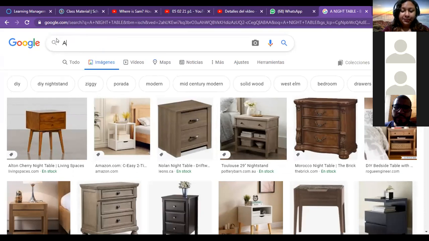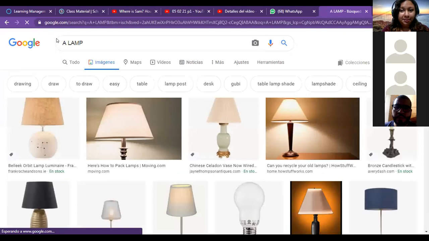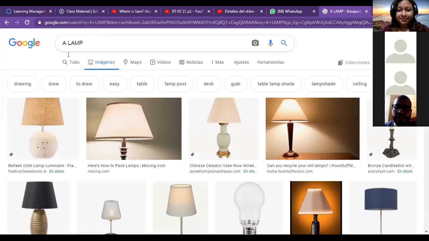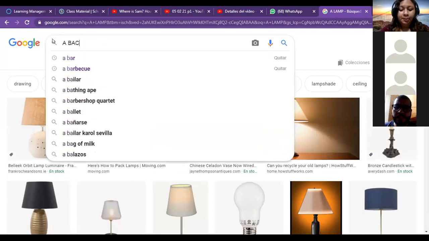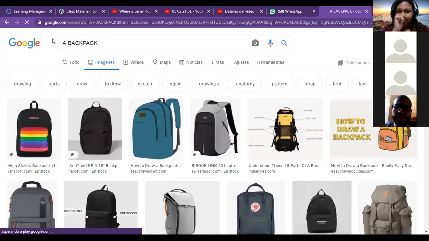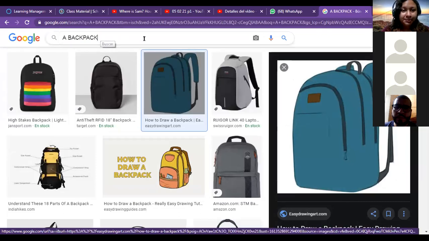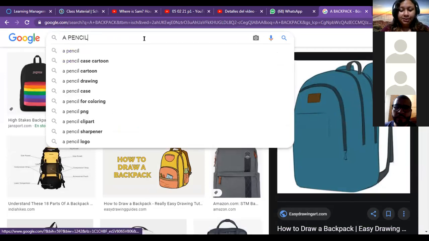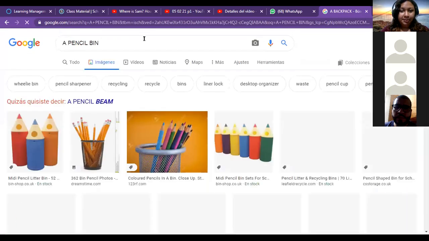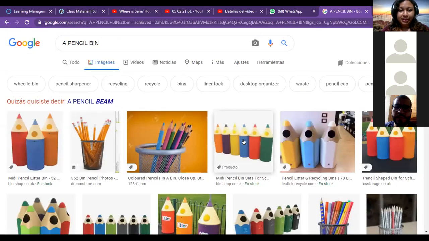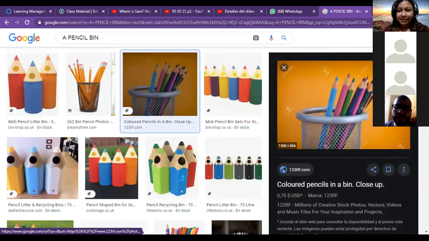Okay, the next one. A lamp. Yes, a lamp. Very good. The next one. Take notes. A backpack. Okay, very good. Now, a pencil bin. You see? A pencil bin. Okay. Pencil bin.